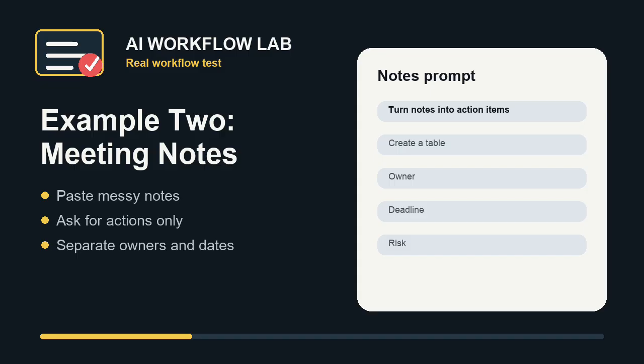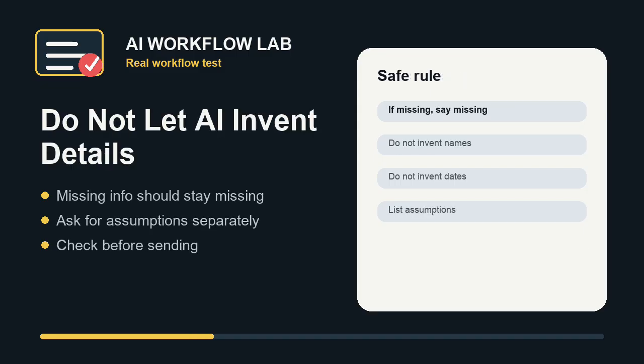That missing detail rule matters. AI can sound confident even when it does not know. For work, confidence is not enough. You want checked information. Tell it directly. If a detail is missing, say missing. Do not invent names, dates, numbers, or promises.